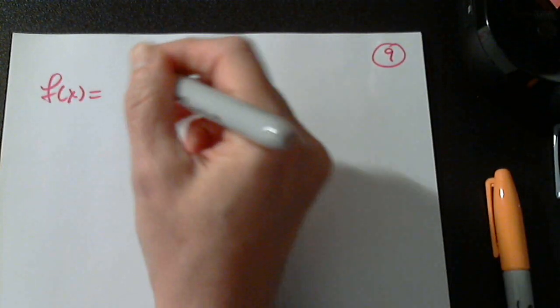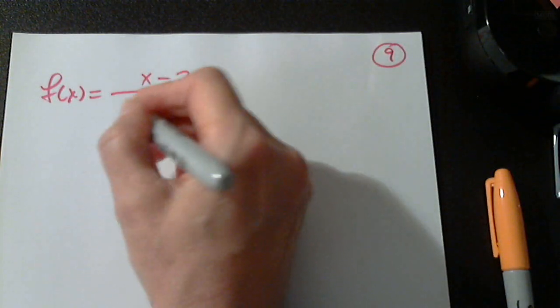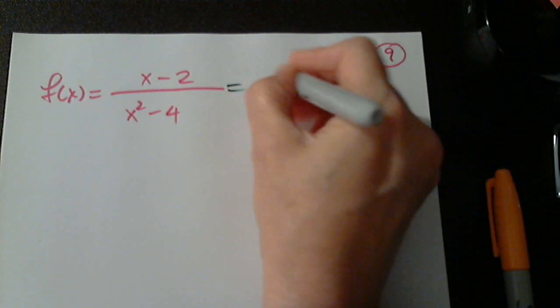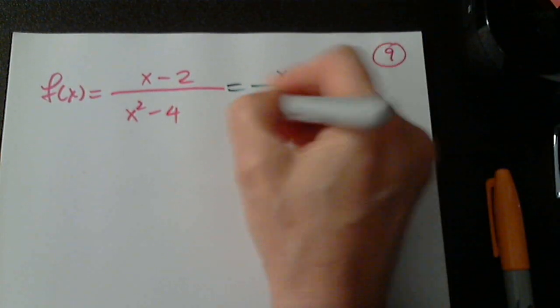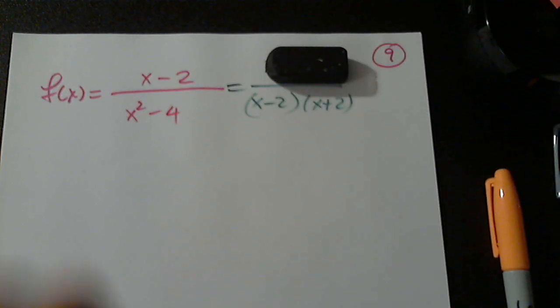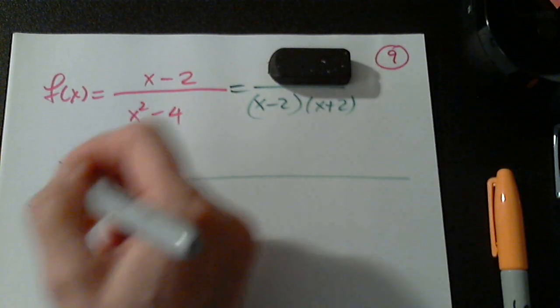Okay, I am on page 8. No, I'm on page 9. And we want to look at, let's say, f of x equals x minus 2 divided by x squared minus 4. I look at this function, and I say, aha, you want me to graph this function? Okay, I'm going to do this first. I am not going to simplify anything yet. I know you're trying to trick me.